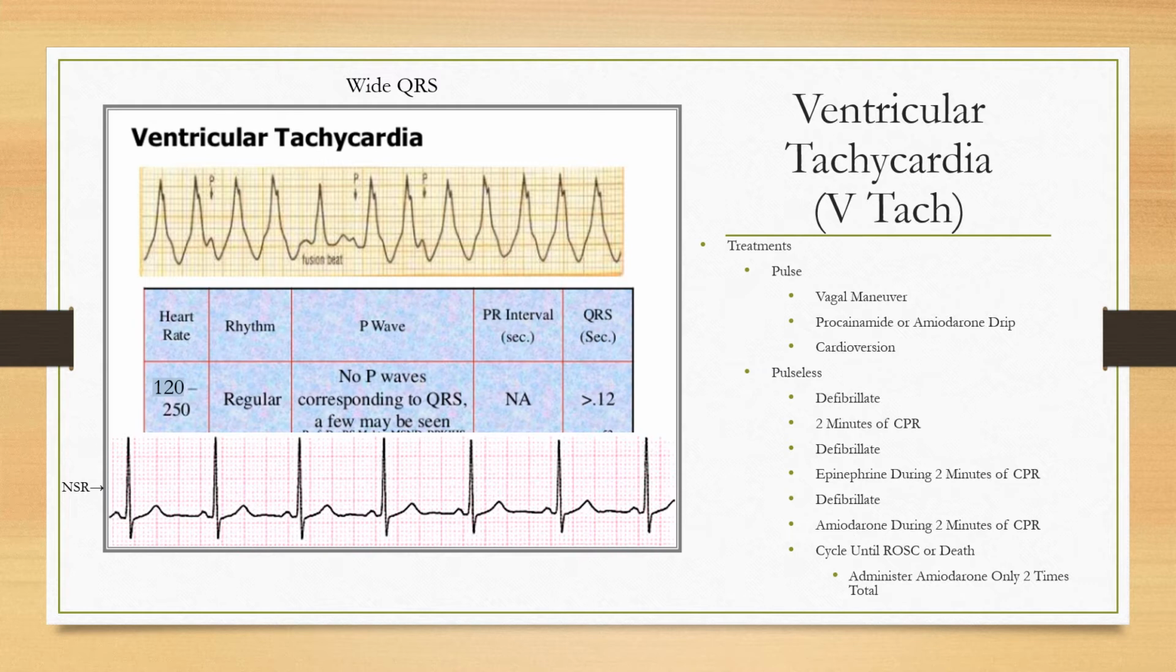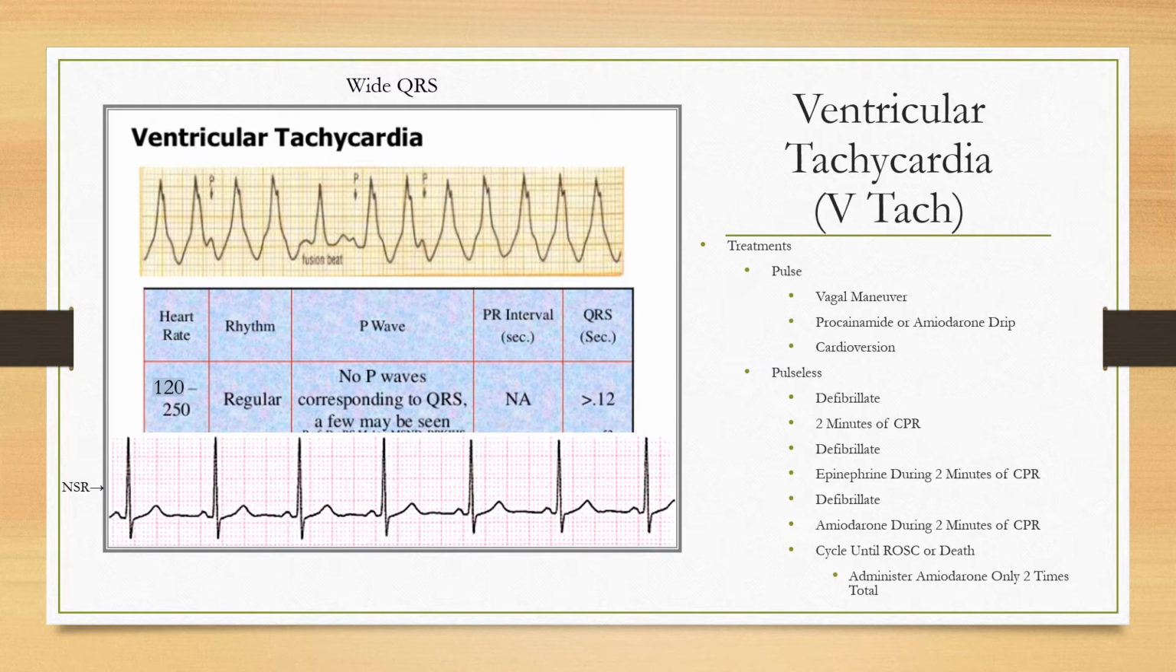Okay, let's talk about the first one, VTAC with a pulse still. So it means that there's still some cardiac output, but the patient may still be hypotensive. They may be confused because of decreased perfusion to the brain. They may be having chest pain because the heart is beating at 180, 200 beats per minute or faster. So let's look at the treatments for VTAC with a pulse still. Okay, so they're not really that different. You'll see when we talk about pulseless VTAC.